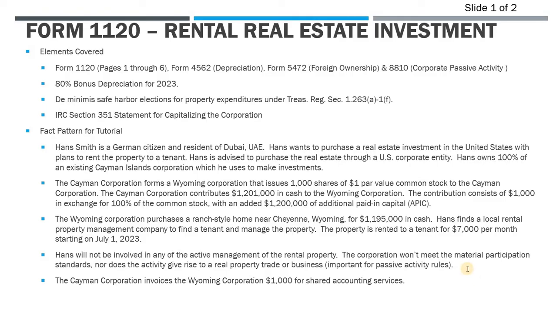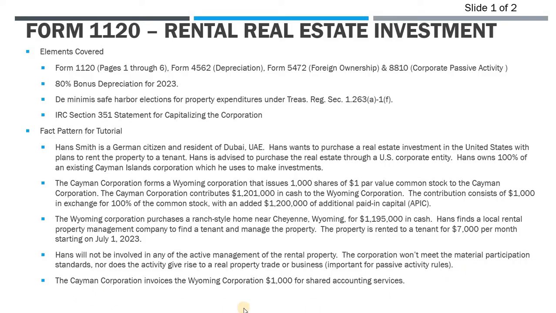If your facts and circumstances are different, if you have more properties, if you're more involved, then maybe you can override those passive activity rules. But in this case, for purposes of completing the 8810, in this example, we're going to take the position that this is going to be a passive activity for this company, all right?